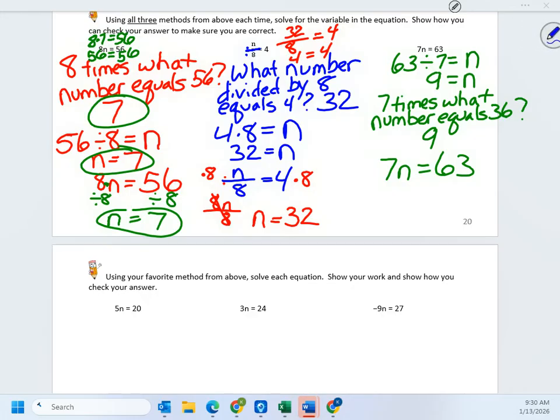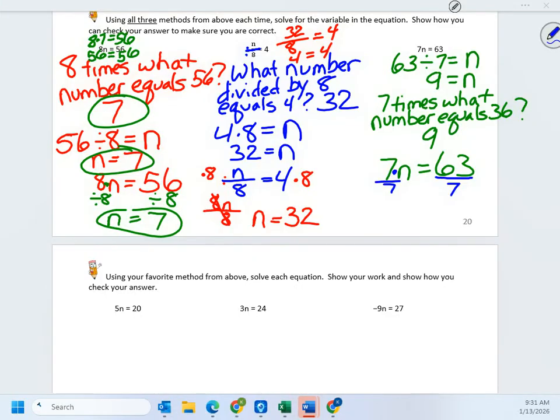What operation is happening with 7n? It's an invisible math. What operation is it, Moses? 7 times n. Yeah, we know it means multiply. What is the opposite of multiplying? Vinny? Divide. So if we're multiplying by 7, now we want to divide by 7.